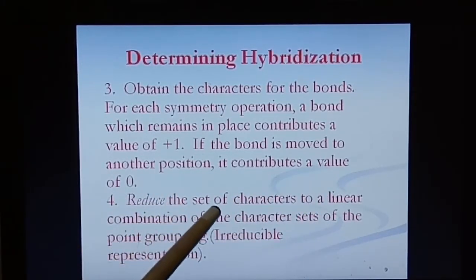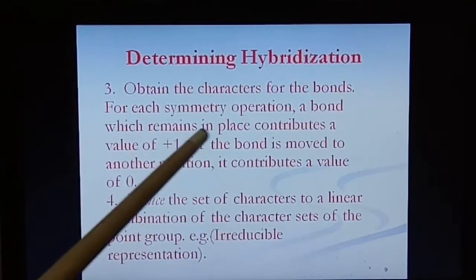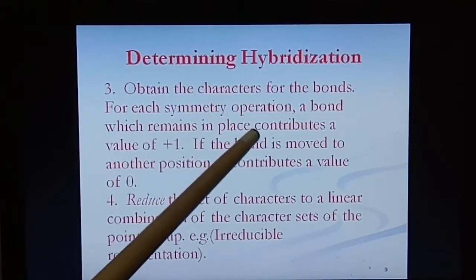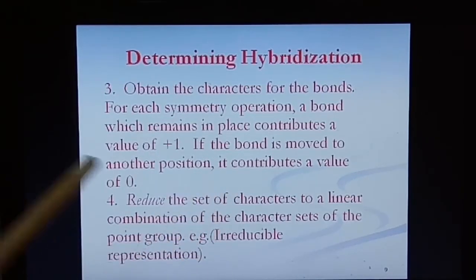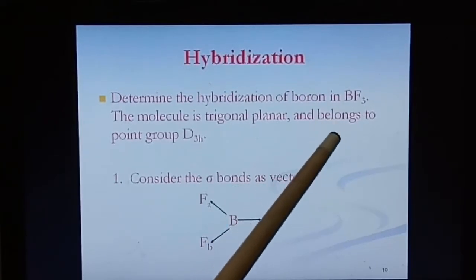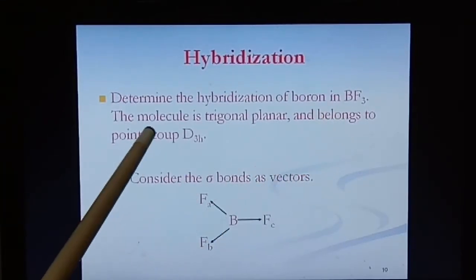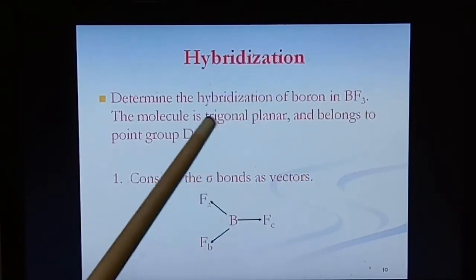Now reduce the set of characters to a linear combination of character sets of the point group, that is, the irreducible representations. That is, the reducible representation obtained by taking the bonds as vectors is now converted into the irreducible representations. We will take the example of BF3. Determine the hybridization of boron in BF3.